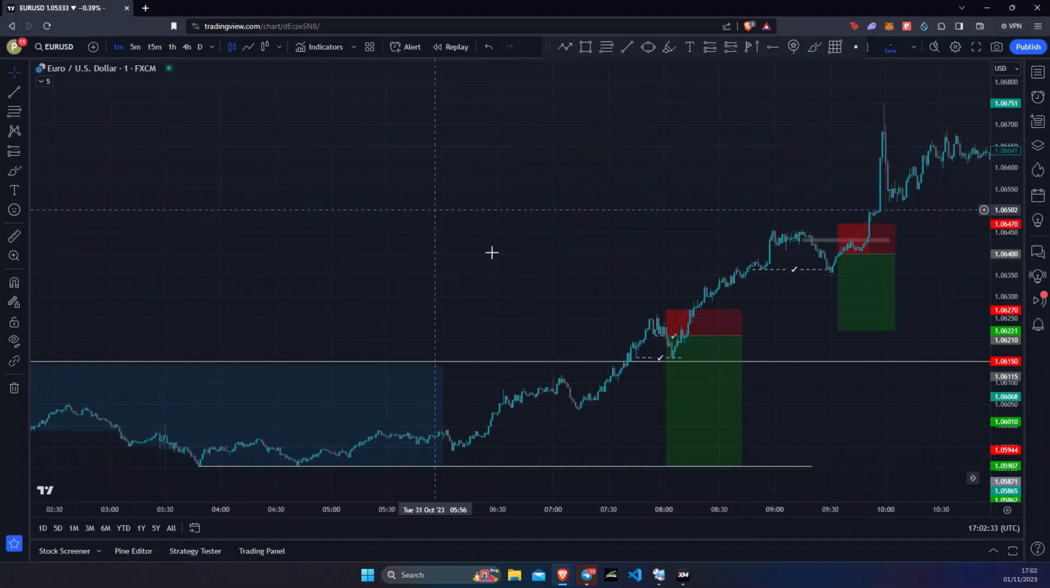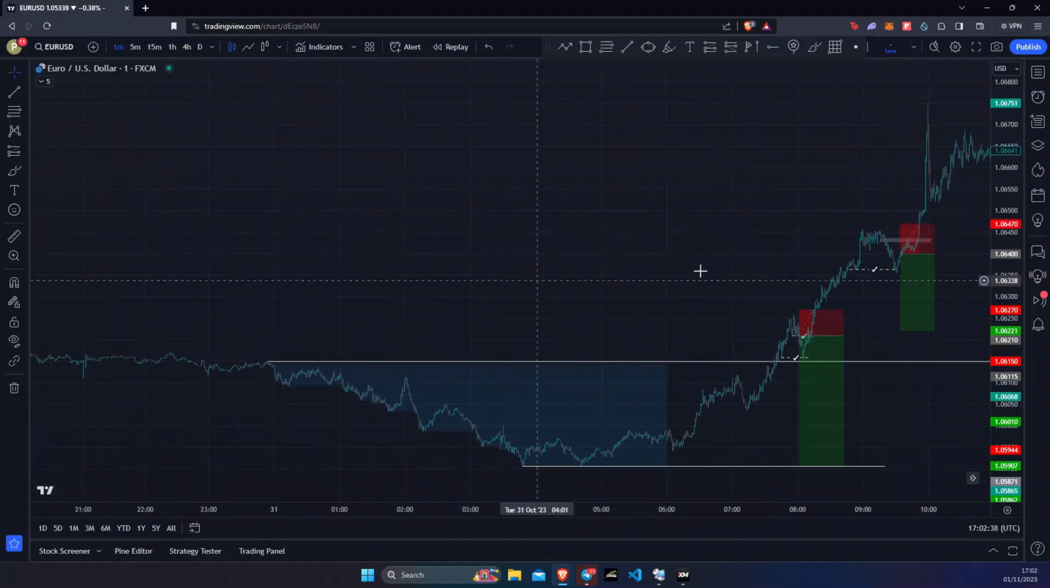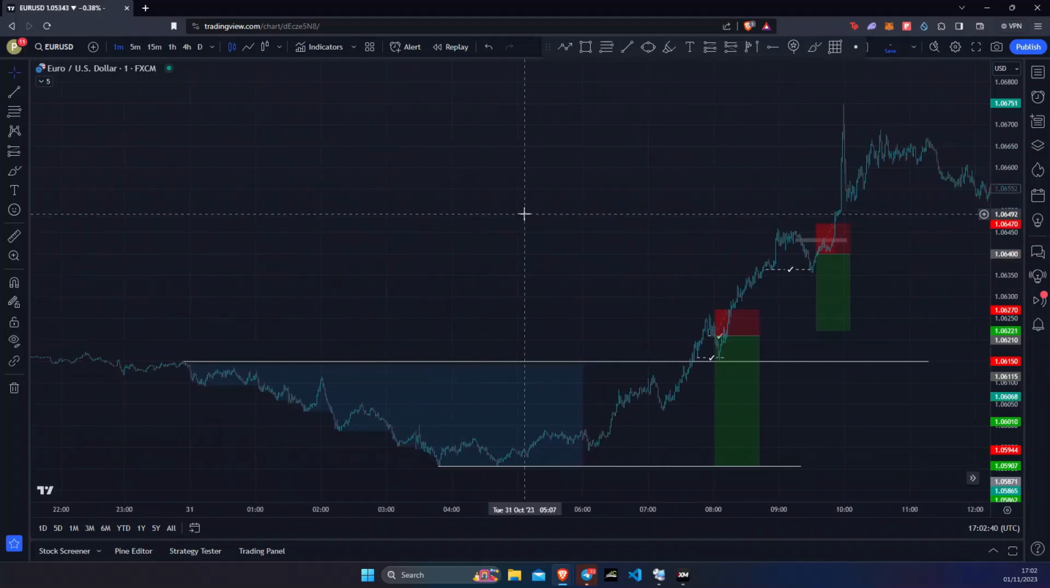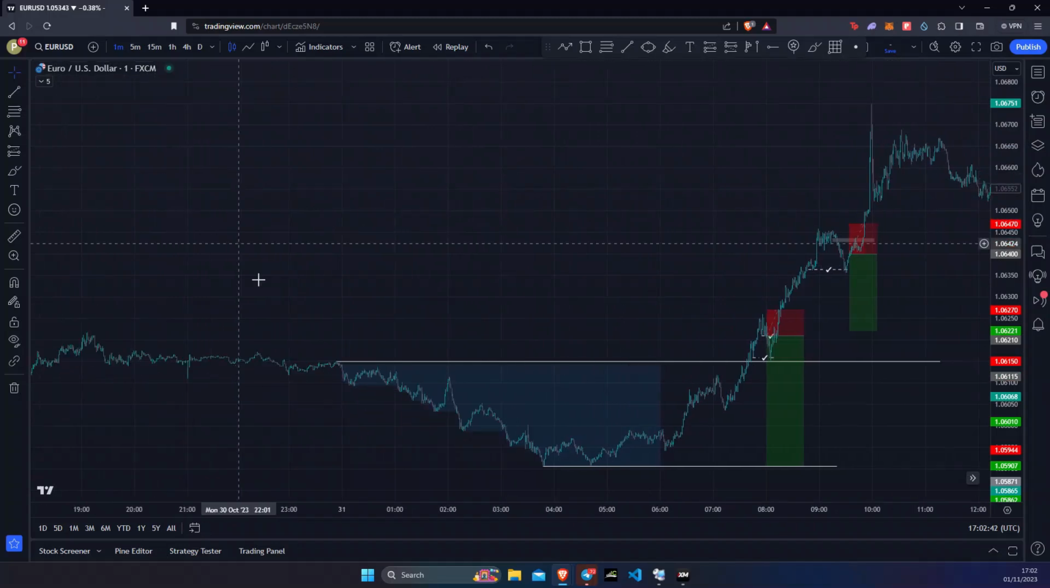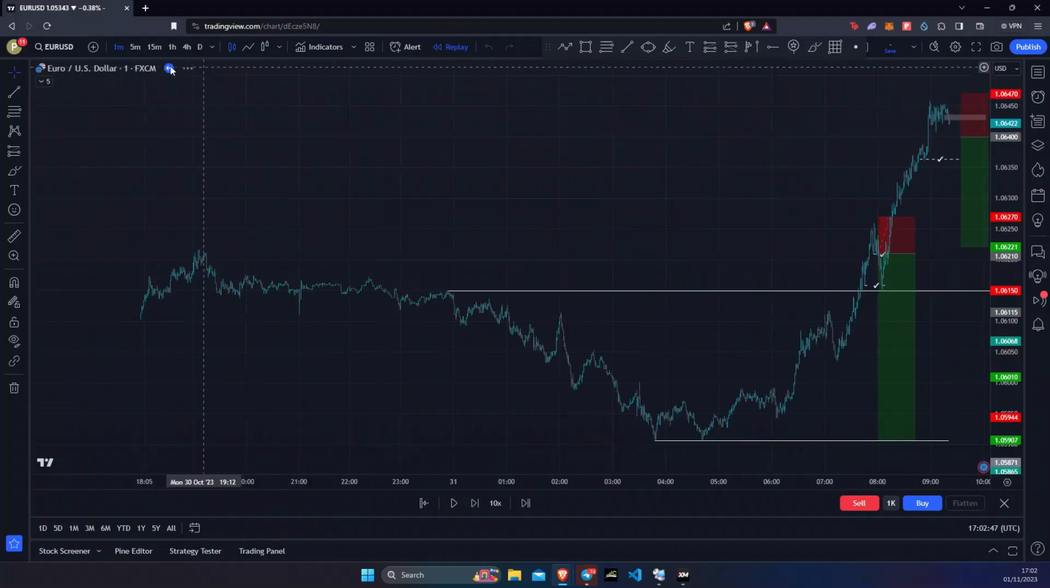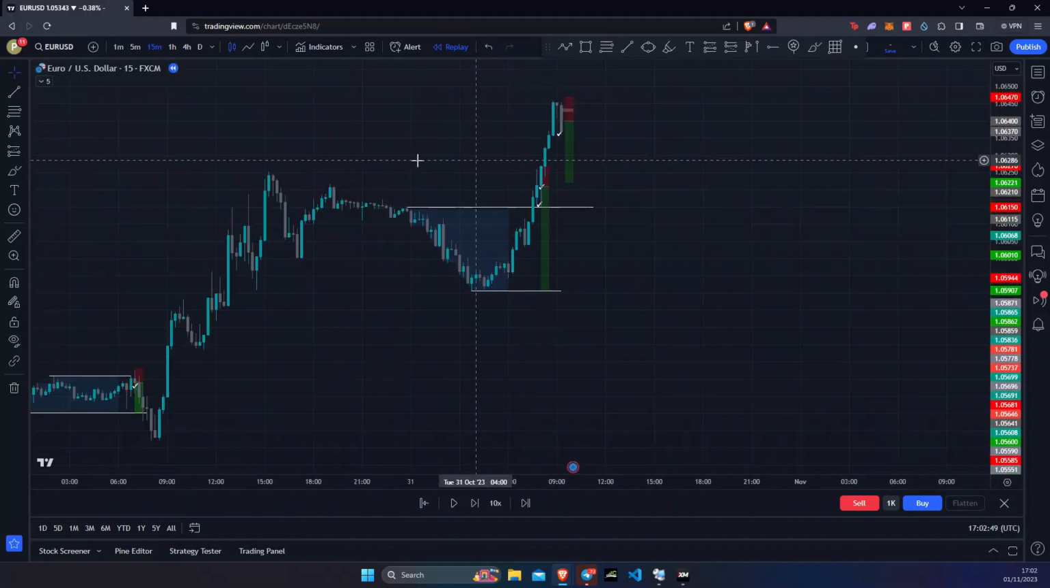So first things first, let's kick things off with yesterday. On Tuesday, we had this ICT Judas swing setup in the morning. With the Judas swing, the first thing you want to do is identify your higher time frame bias. So for me, I was on the 15 minutes.